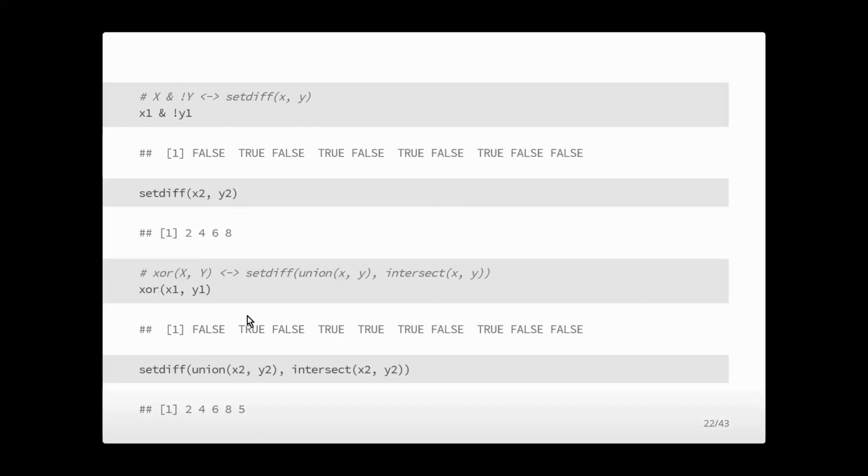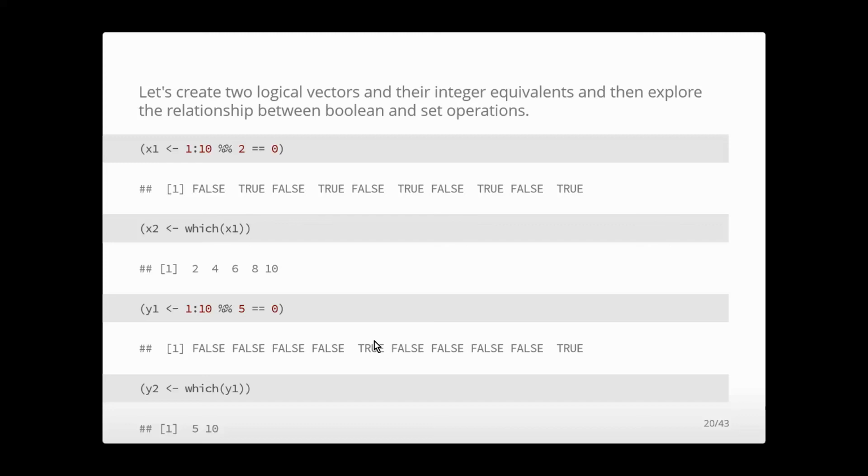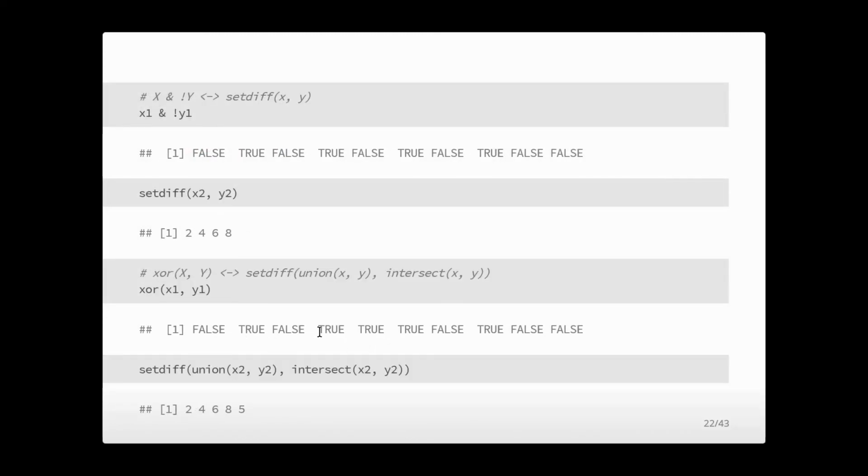So if both are false, it'll return false. If one is true and the other is false, then it will return true. But if both are true, it will return false, okay? So it will give us a true for the 2, 4, 5, and 6, and 8, but not the 10, for divisible by 2 and divisible by 5, all right? And in order to replicate that using set operations, you have to say what's the difference between the union and the intersection, and that will return 2, 4, 5, 6, 8, okay?